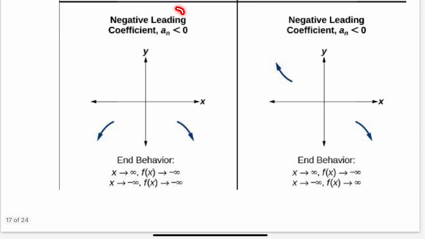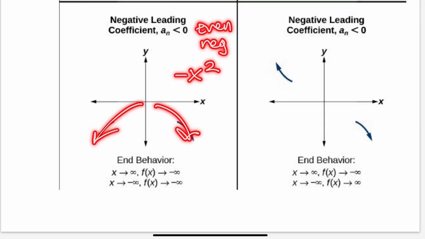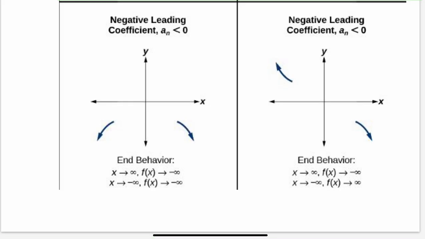So let's see, negative leading coefficients. As x goes down to negative infinity, y goes to negative infinity, and as x goes to positive infinity, y goes to negative infinity. So this would be even, but with a negative leading coefficient, so something like negative x squared would be down, down. And then an odd degree with a negative leading coefficient, negative x cubed for example, is going to have up, down as its end behavior.